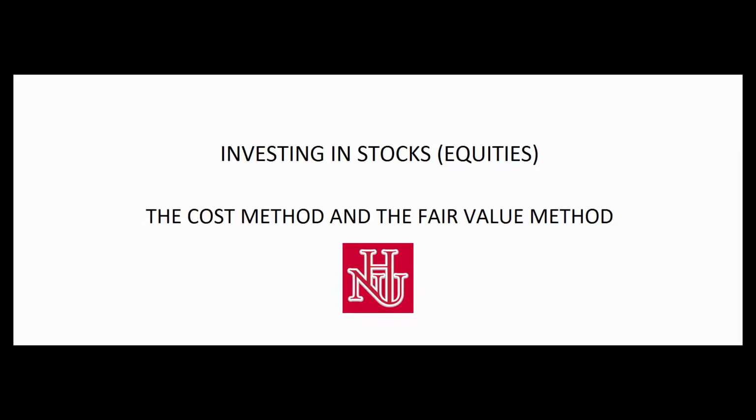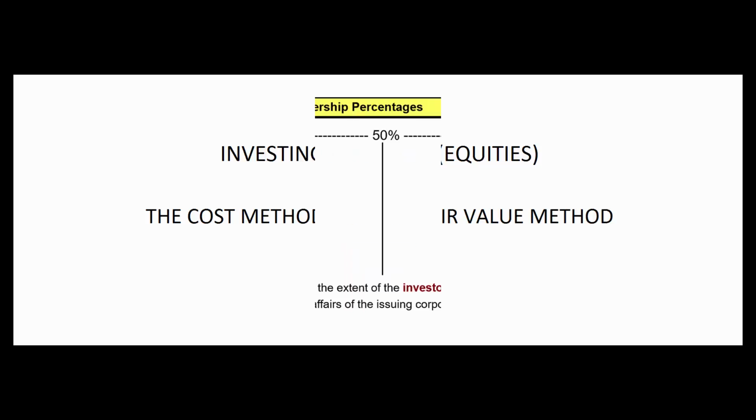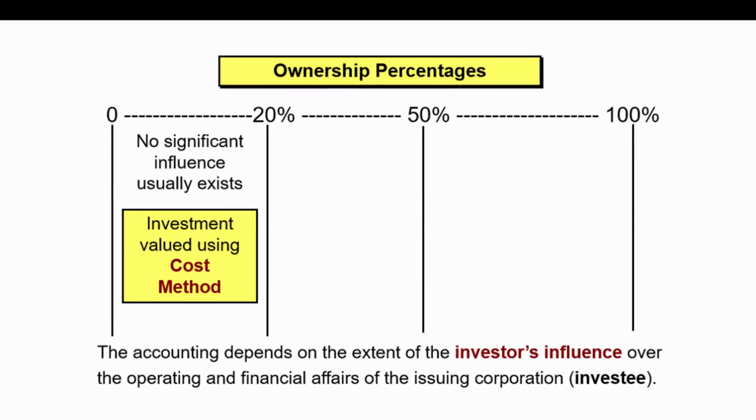Okay, let's look at investing in the stocks or equities of another company and account for them either using the cost method or the fair value method. So this can kind of get a little confusing. We're talking about a situation where we own between 0 and 20% of another company, so we assume no significant influence exists. Our book says we're going to use the cost method.